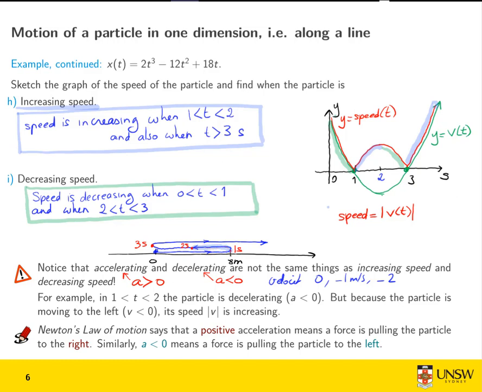And then, after 2 seconds, acceleration becomes positive, so now there's a force pulling it to the right. So your particle is slowing down and slowing down and slowing down until it stops, and then this force pulling it to the right will take it to the right forever.